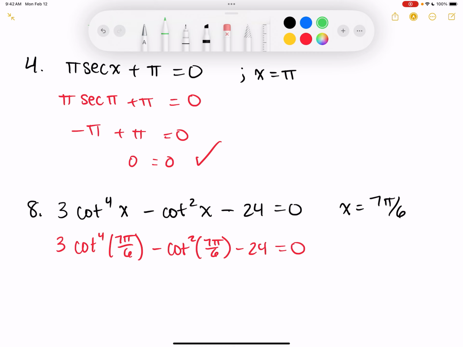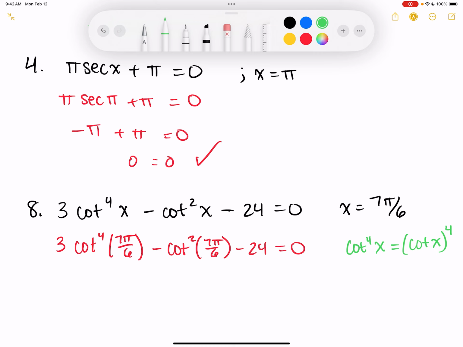So this might be a good time to remind you that the cotangent to the 4th of x is equal to cotangent of x raised to the fourth. Okay, so whatever that value is, so basically whatever the cotangent of 7 pi over 6 is, I'm going to take that and I'm going to raise that number to the fourth power. And that's going to be my answer for that part of it.